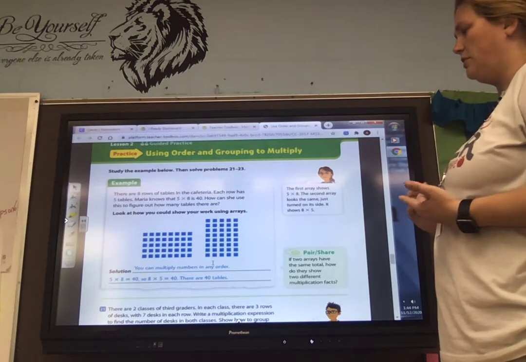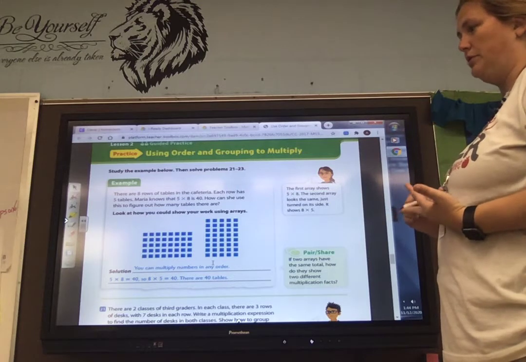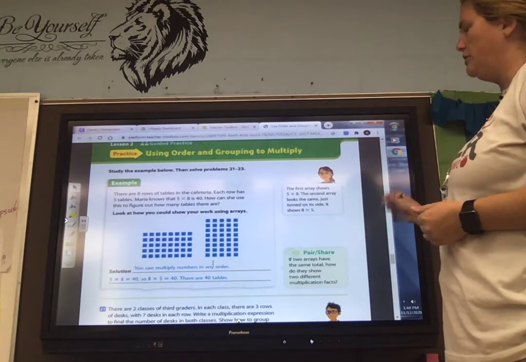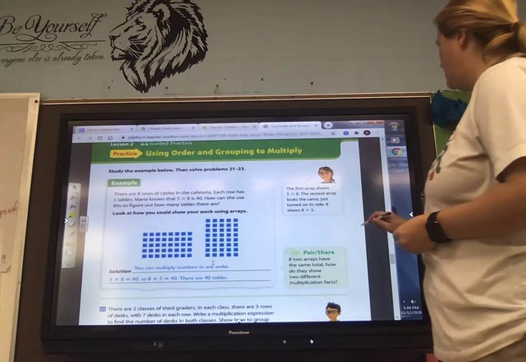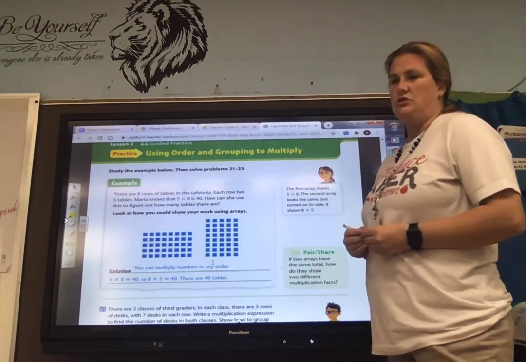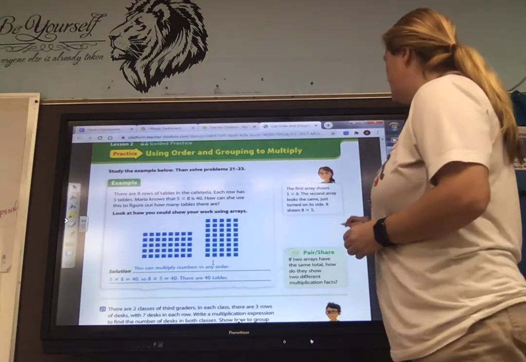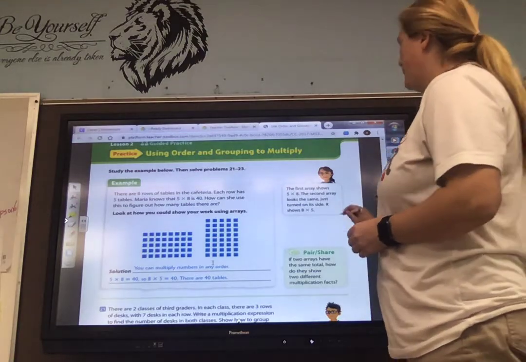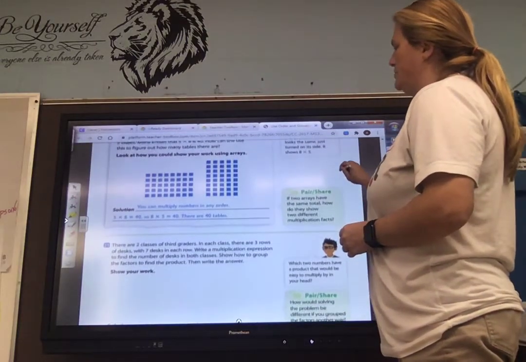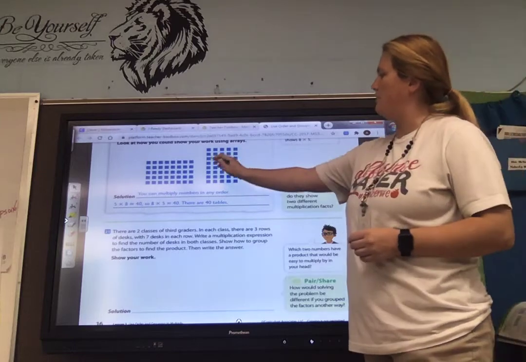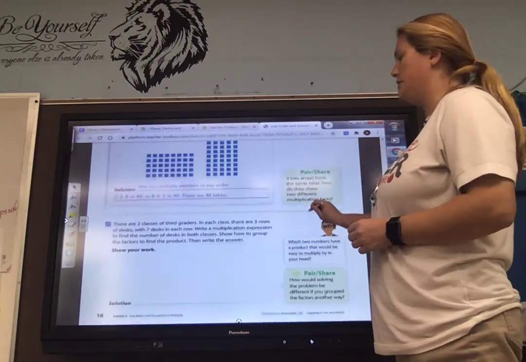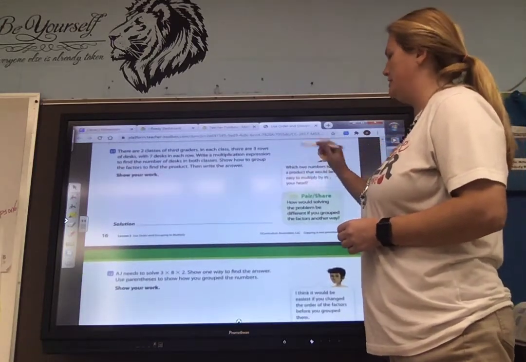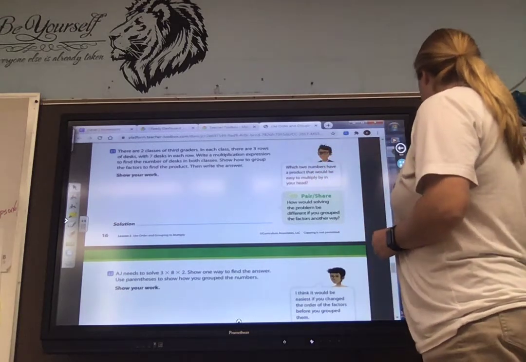This is a review over your commutative and associative property. After we review the green pages, then we're going to go ahead and start on the distributive property, which is your Friday's assignment. So let's look at what you did yesterday. We're using order and grouping, and there's a good example there of how order changes the way a picture looks, but it won't change your product or your answer. All right, let's do number 21 together.